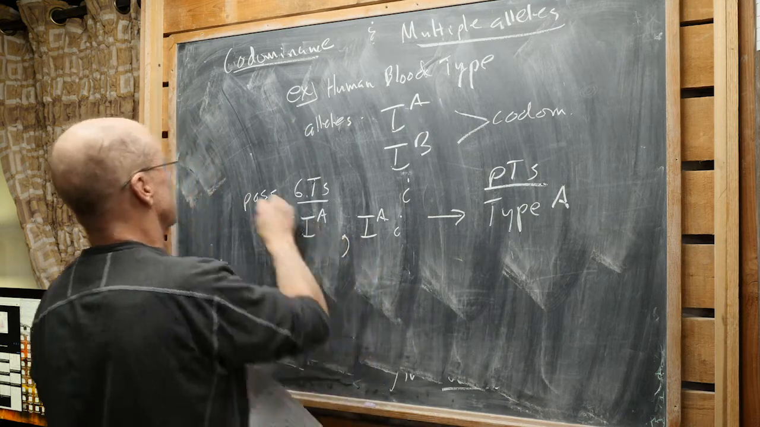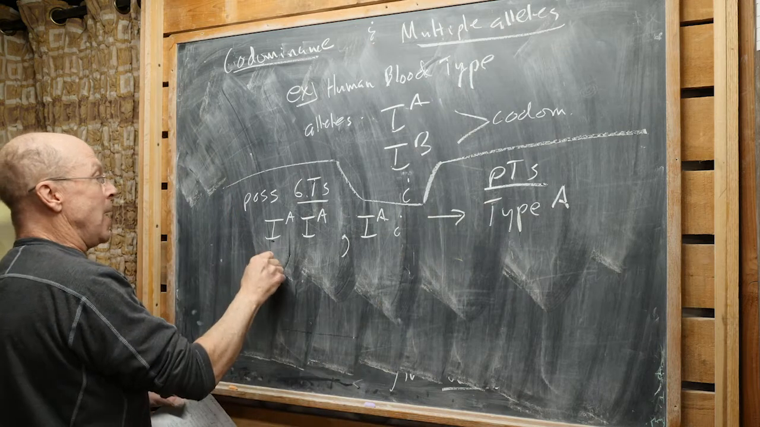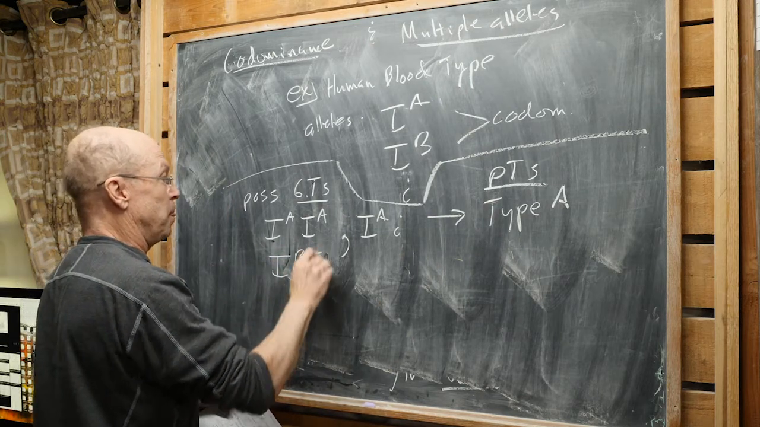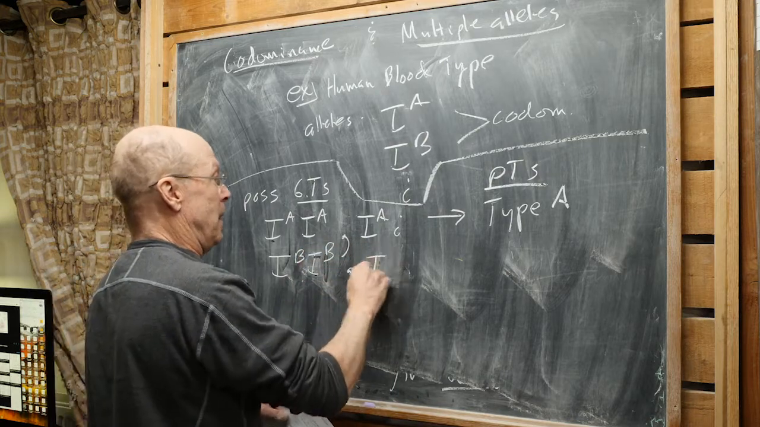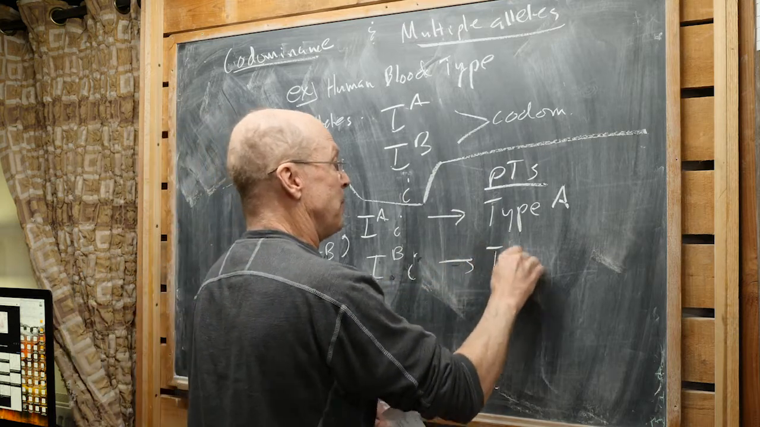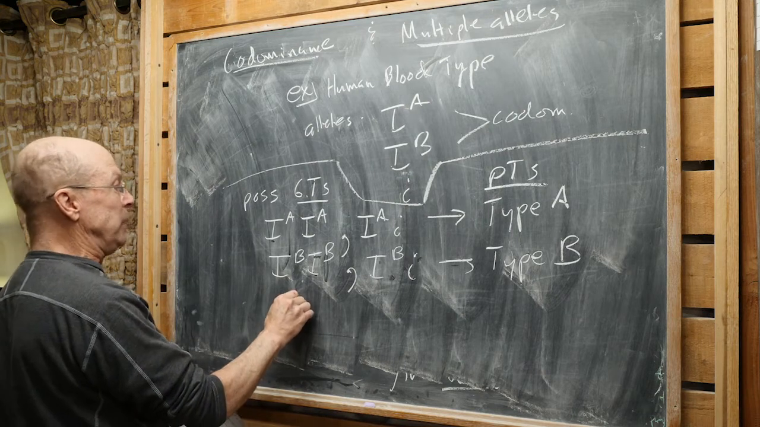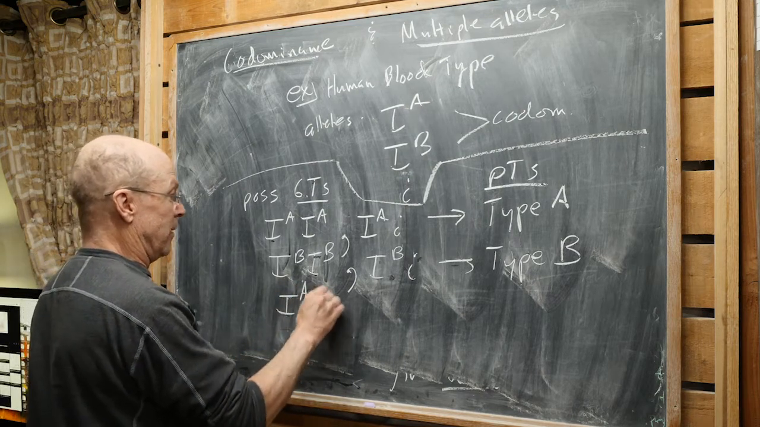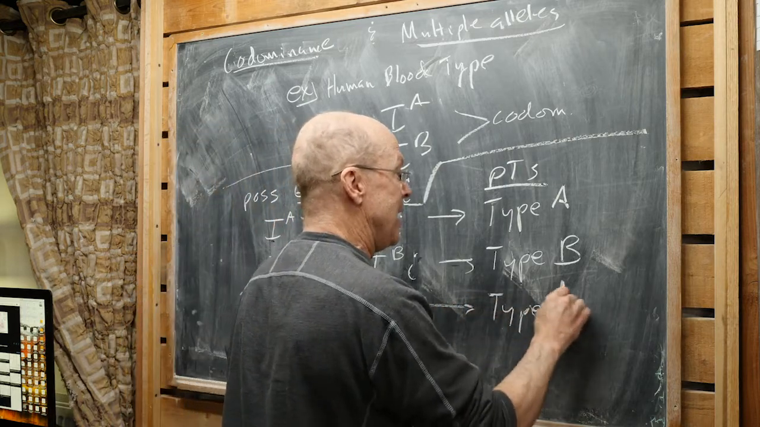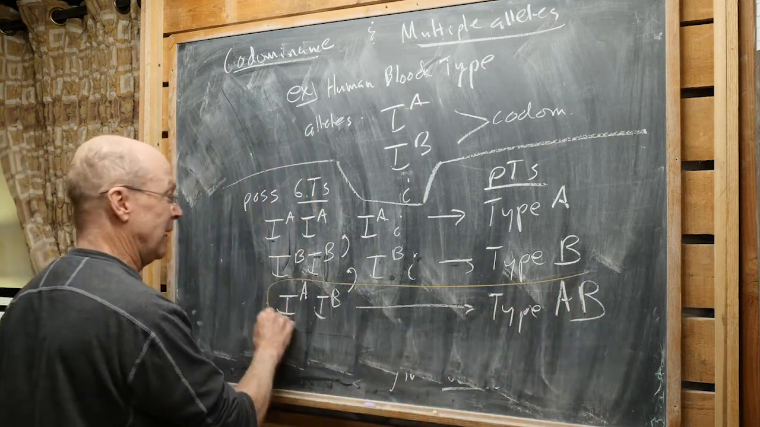Because I'm creating kind of a table here. And then I have I sub B, I sub B, and I sub B, little i. That's the heterozygote for type B. And then we have the special one, which really defines the codominance, right here. This type is type AB.